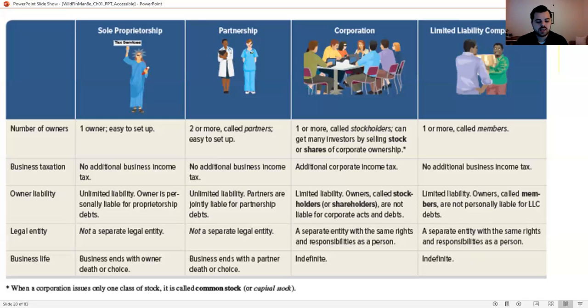Now, the good news here is easy to set up, right? You simply find somebody, you agree, you toss in some money, you're done, right? You've got a partnership. There's no additional business income tax. It's once again a flow-through entity. Typically, you'll receive a K-1 detailing the information about your share of the partnership's activities. This will be generated from either a 1065 or an 1120S, depending on how your partnership is structured. You'll get that at the individual level.